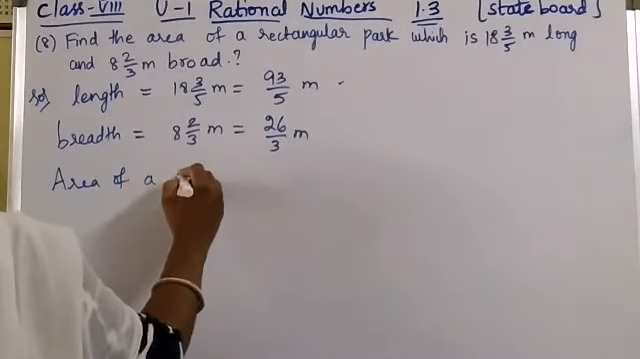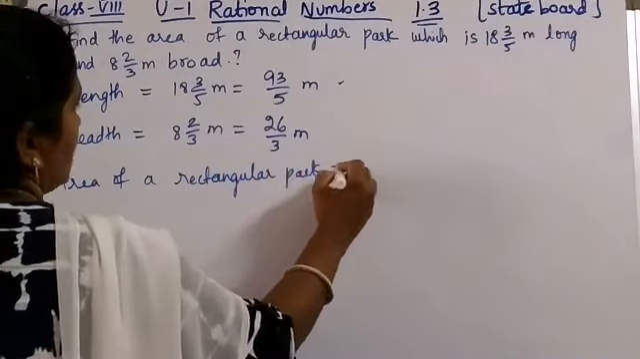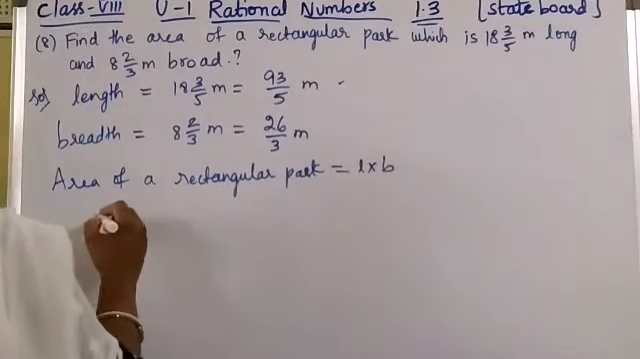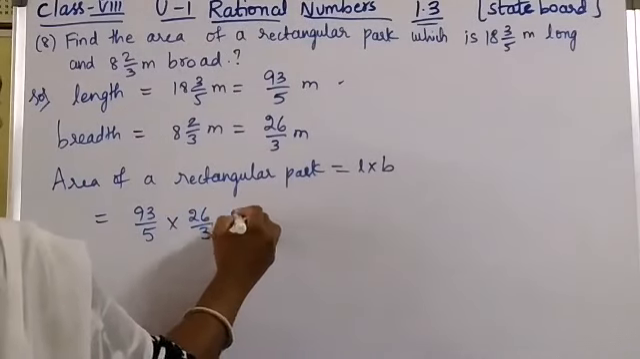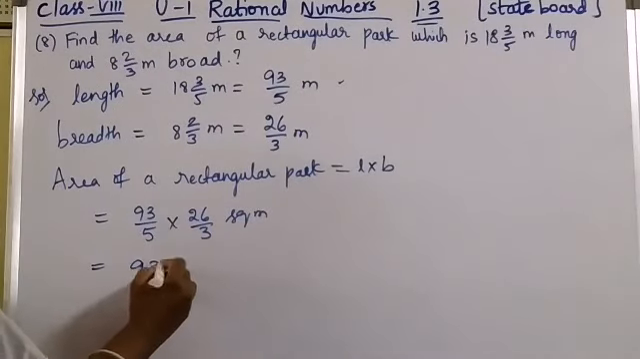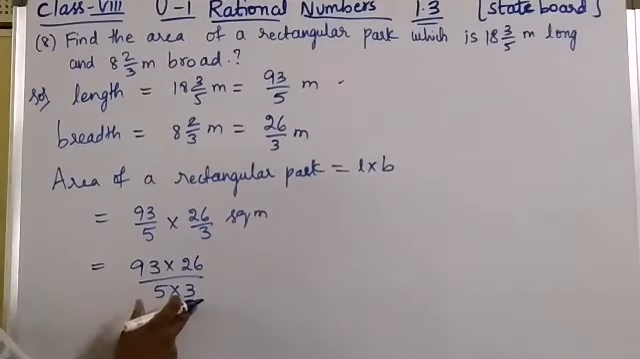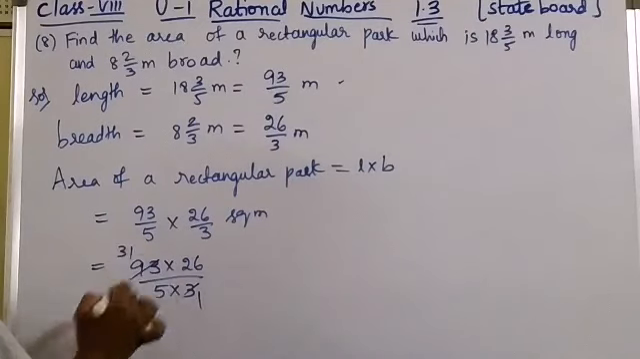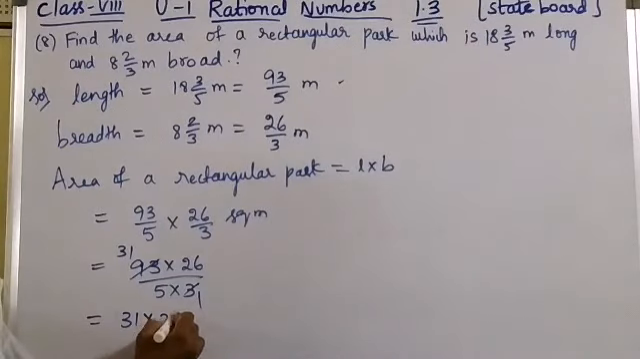Area of a rectangular park. What is the formula? L into B. That is 93/5 into 26/3 square meters. Meters into meters is nothing but square meters. You know the unit for area is given by square. Now first see if any cancellation is possible here. Yes, 93 will go in the 3 table, right? 3 1s are 3, 3 3s are 9, 3 1s are 3. Still any cancellation children? So 31 into 26/5.